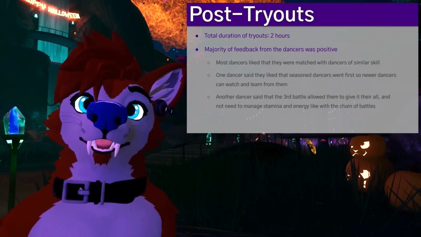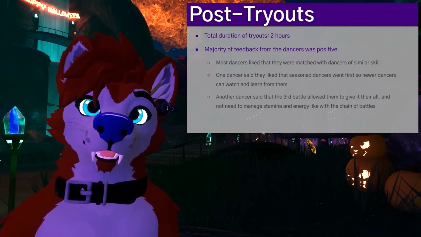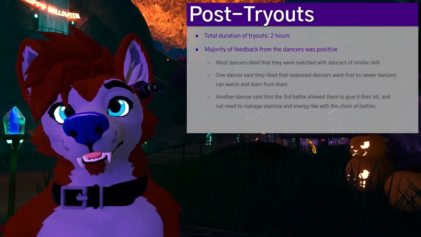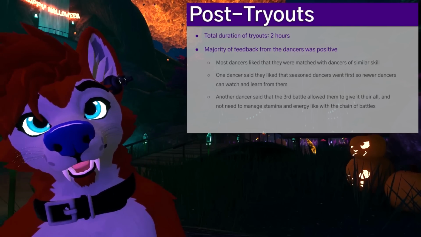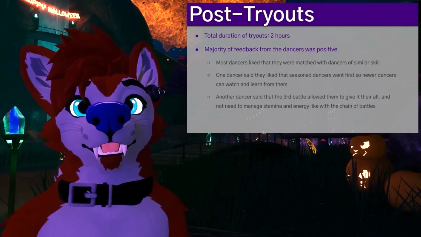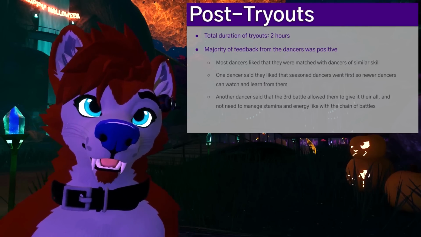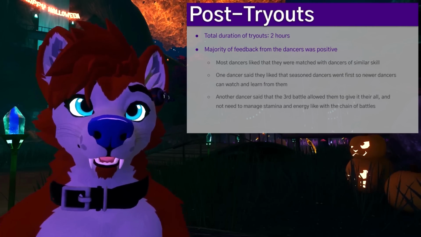After the battles were over, I asked dancers what they thought about the fuzzy chess ordering for round 1, and a lot of dancers said that they liked it. One dancer even said that they liked how seasoned dancers went first, so that newer dancers could watch and learn from them. Another dancer commented about how the third battle in round 2 allowed them to give it their all, instead of trying to manage energy and stamina like with the chain of battles.